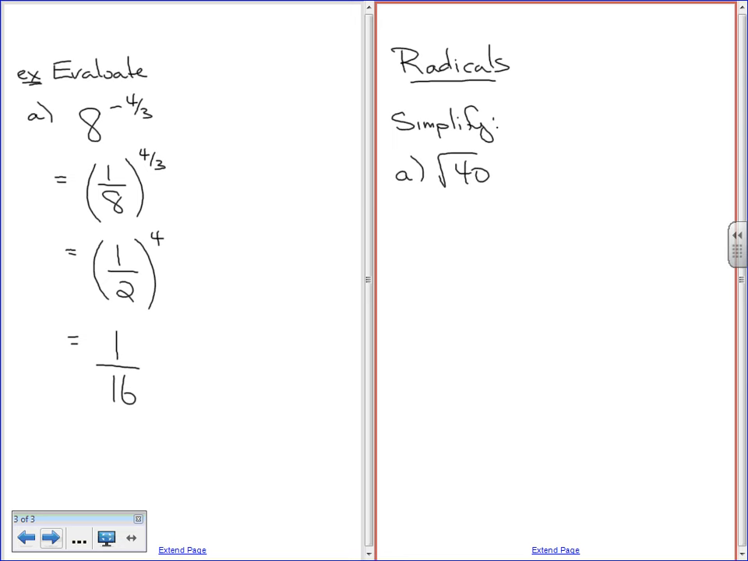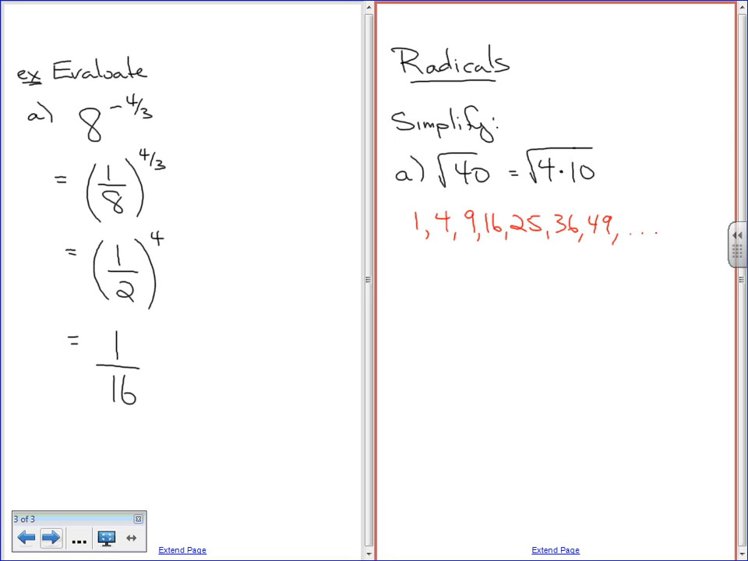So remember, perfect squares are numbers in which you take the square root, you get a whole number. So 1, 4, 9, 16, 25, 36, 49, and so on. Those are all perfect squares because the square roots of those numbers are whole numbers. So you look for the biggest one of those that'll go into 40. That's obviously 4. So I'm going to change the square root of 40 into the square root of 4 times 10.